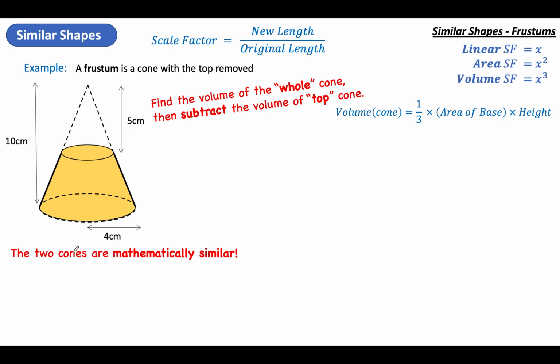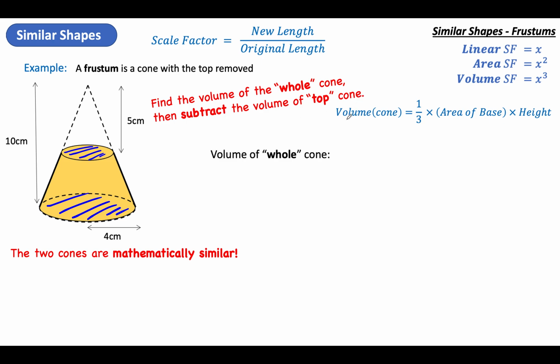Now these two cones are mathematically similar. One is an enlargement of the other, because you're going to have the same angle in the top of this cone here. So actually, as you bring it down, and this plane, as we call it, so this flat bit, is parallel to this flat bit. So they are mathematically similar, and that's going to be useful in a minute.